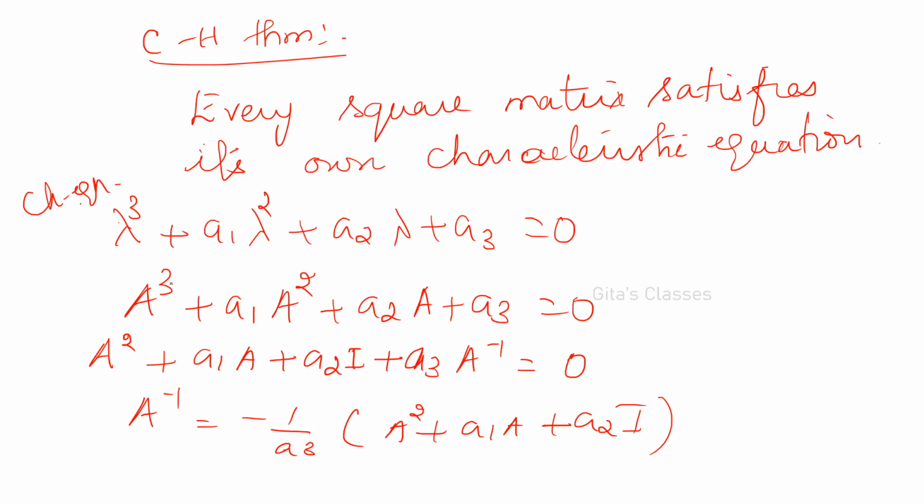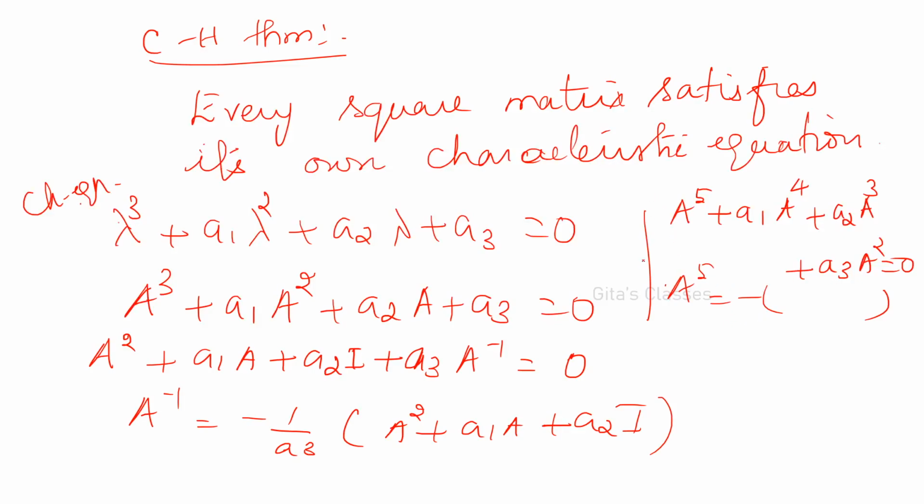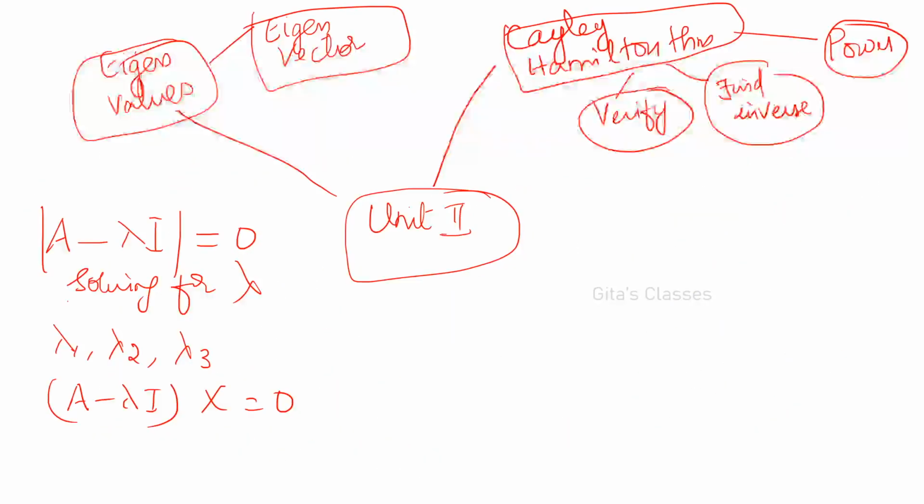Similarly, if you want to find A cube, keep A cube here and bring all the other things outside. If you want to find A power 5, throughout you have to multiply by A squared. So this equation will become A power 5 plus a1 A power 4 plus a2 A cube plus a3 A squared is equal to 0. You keep A power 5 on the left hand side, all the other things to the right hand side, minus of this. Okay. So like this you have to find power, inverse and verification. 3 types can be asked in Cayley-Hamilton theorem.